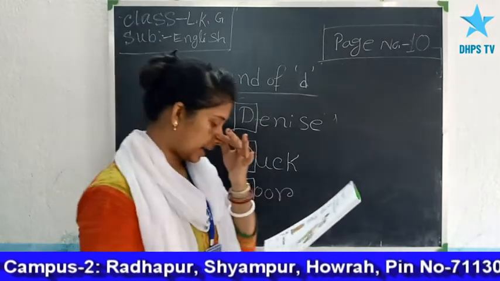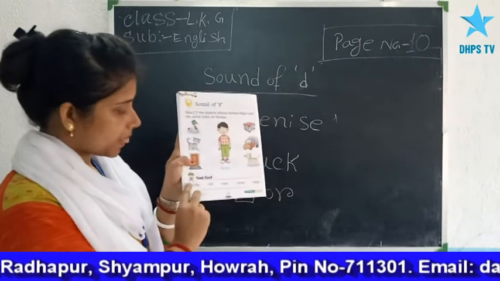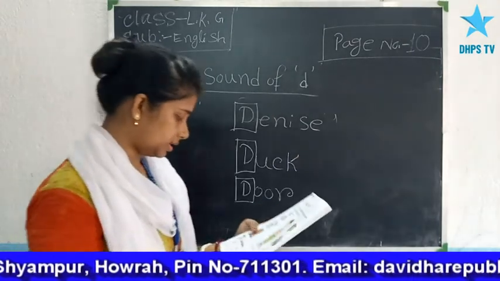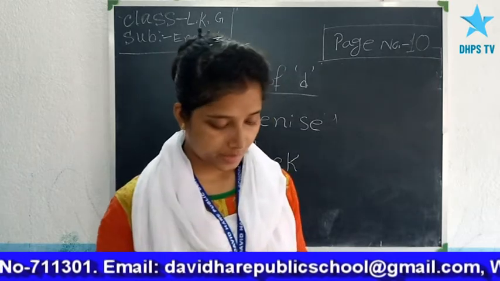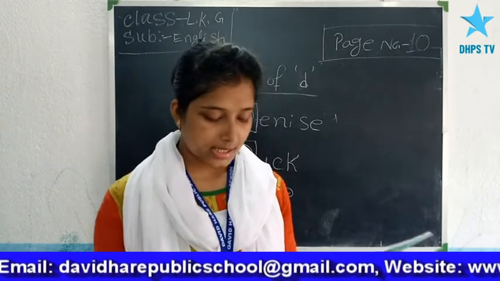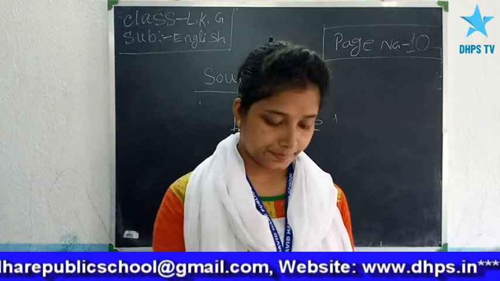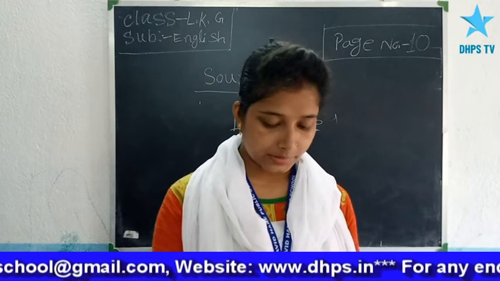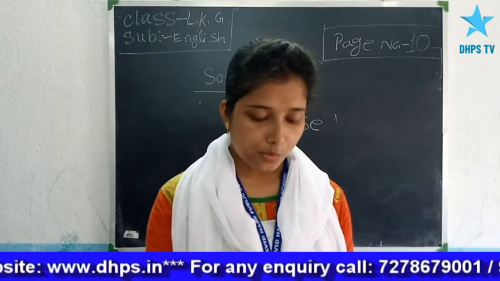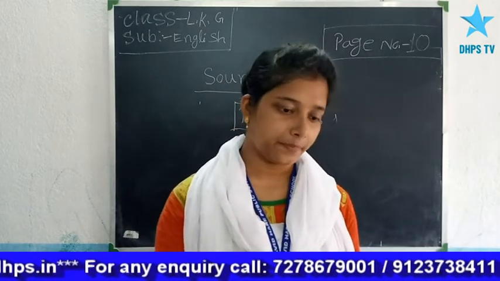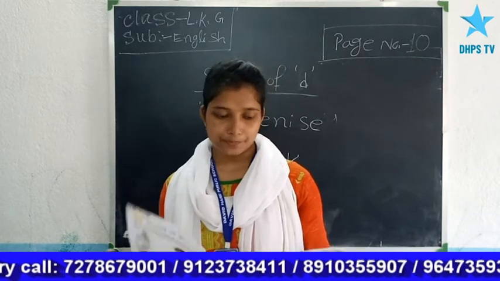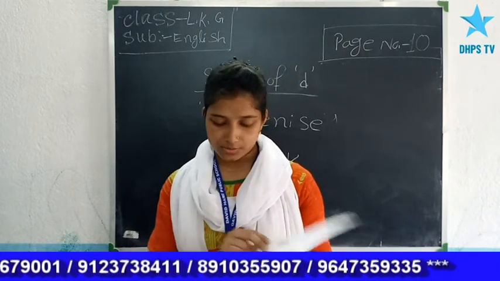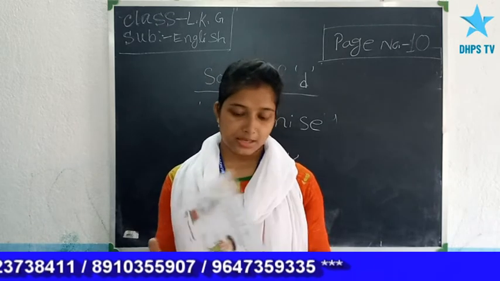Okay, and next the words, read loudly. Dirty, D-I-R-T-Y, dirty. D-I-D, did. D-E-A-R, dear. D-U-M-B, dumb, and D-A-I-S-Y, daisy. So all the words start with D. So this is your CW and HW also. From page number 10 to page number 12, you have to read.